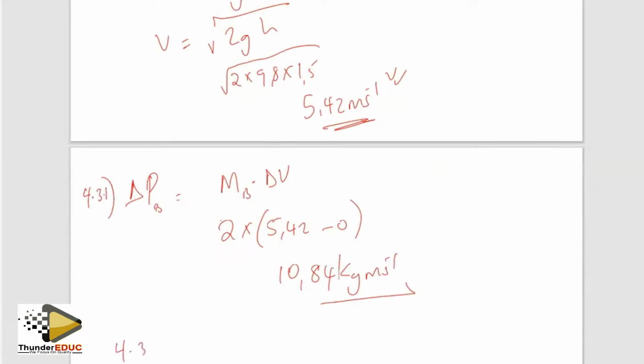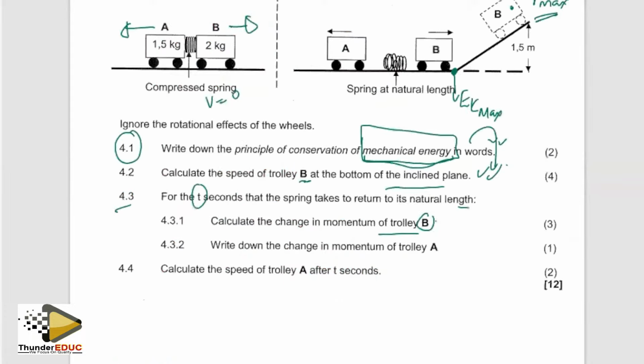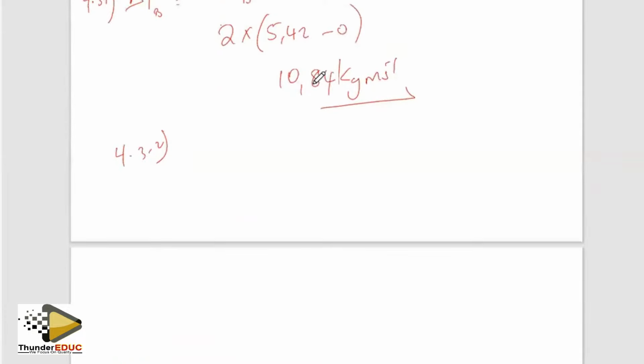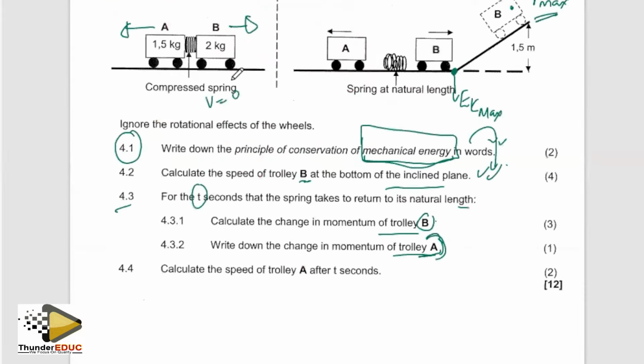And then 4.3.2, they're asking us for the change in momentum of trolley A. So with trolley A, since we've looked at momentum being conserved, it's just going to be the same change in momentum, but just in the opposite direction. So if this one was to the right, then this should be to the left.